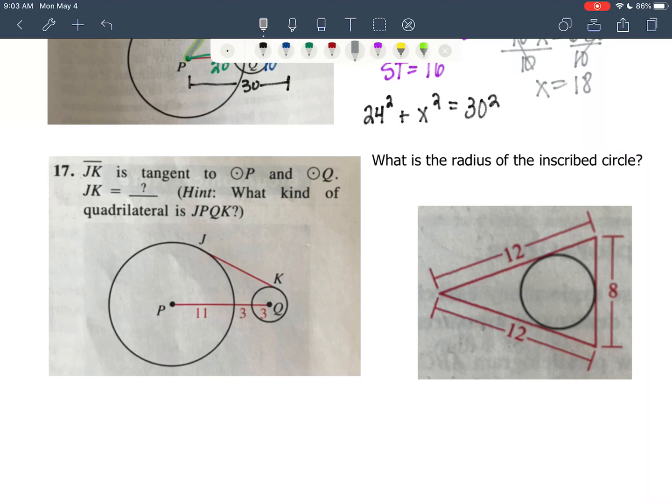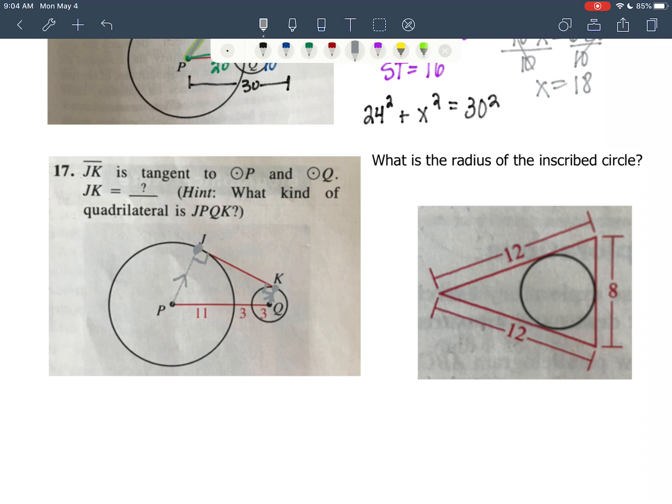Okay, here I have JK is tangent to both circles P and Q, and the point of tangency for circle P is point J, and the point of tangency for circle Q is K. I'm going to draw a radius, and that radius is going to create right angles here. So we know we've got those right angles. We also know now that these two radii are going to be parallel.